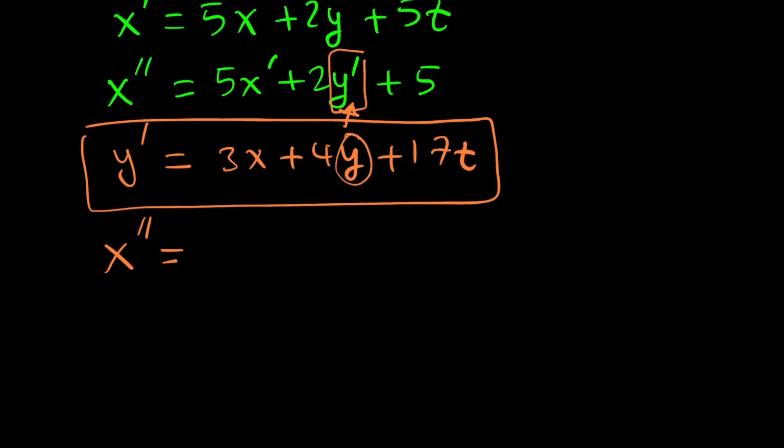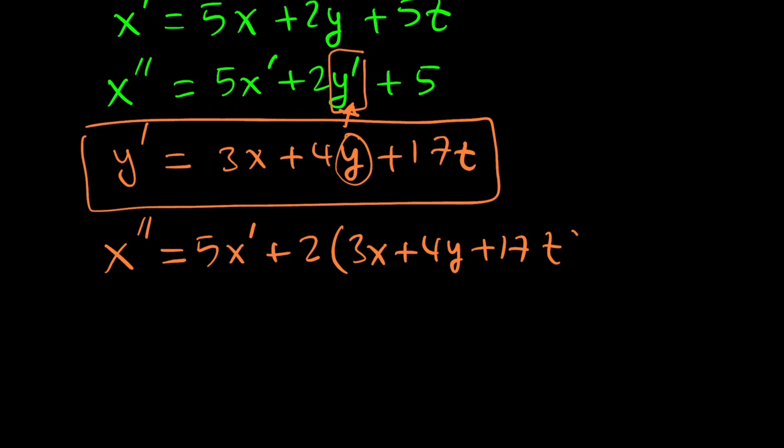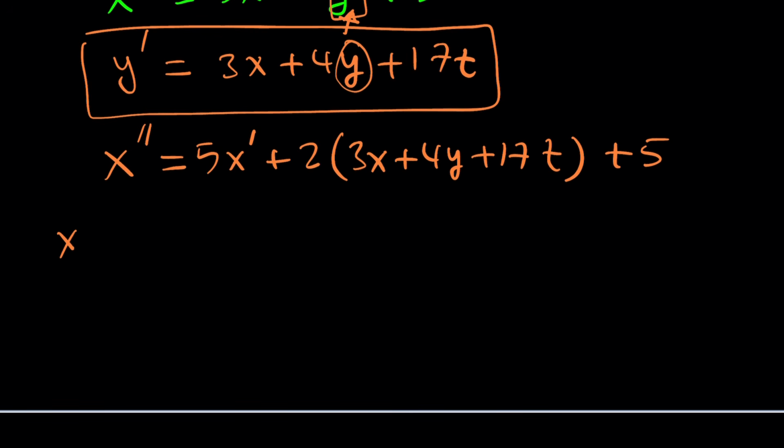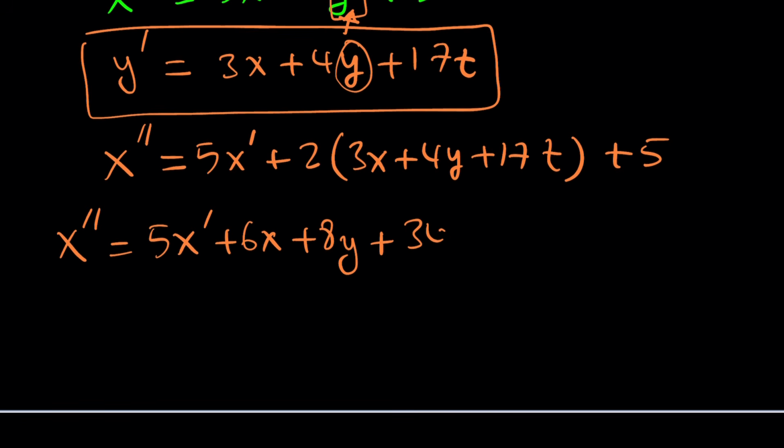X double prime is then 5x prime plus 2 times y prime, which is 3x plus 4y plus 17t plus 5. We can go ahead and simplify this a little bit. X double prime equals 5x prime plus 6x plus 8y plus 34t plus 5. Great, it's a jumbo mumbo, right? We have x prime, we have x, we have y, we have t, we have everything.